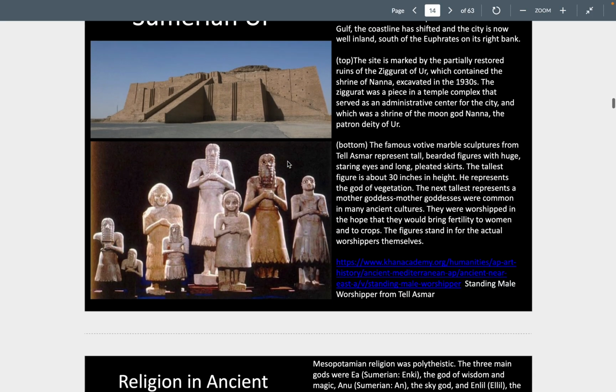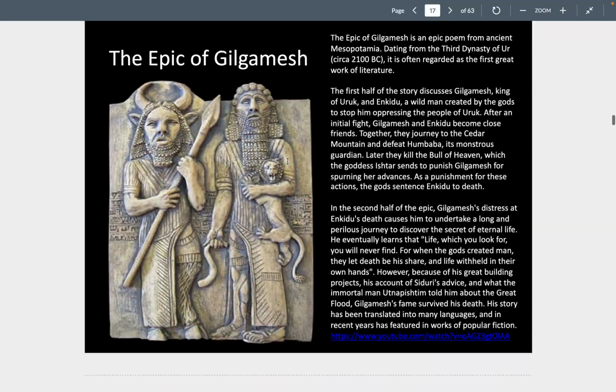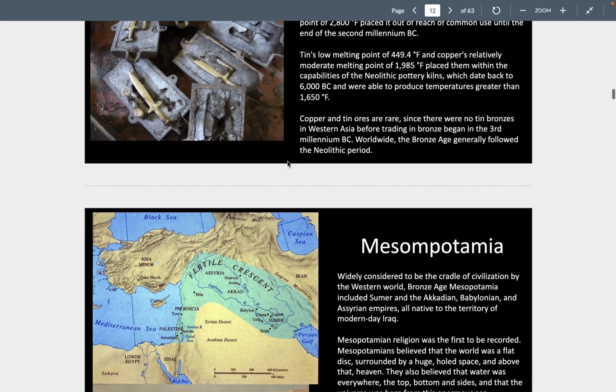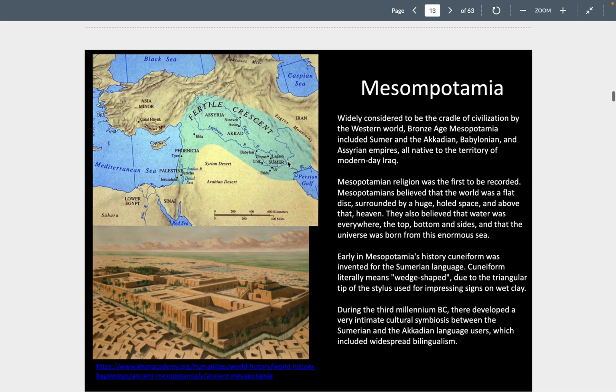In cuneiform, they are using, let me see if I have a cuneiform here. I have this in a supplemental lecture on writing that you can take a look at. So they have created wedge-shaped pictogrammic forms for writing.